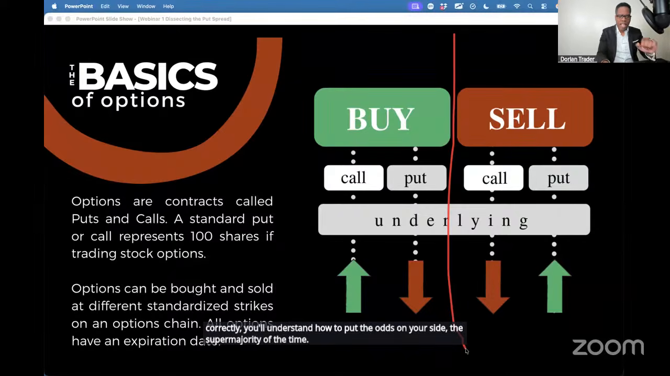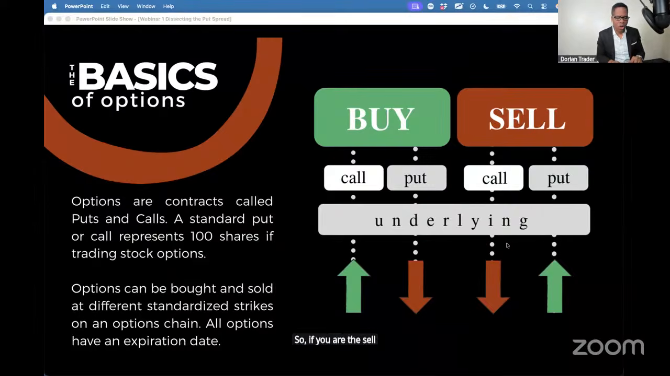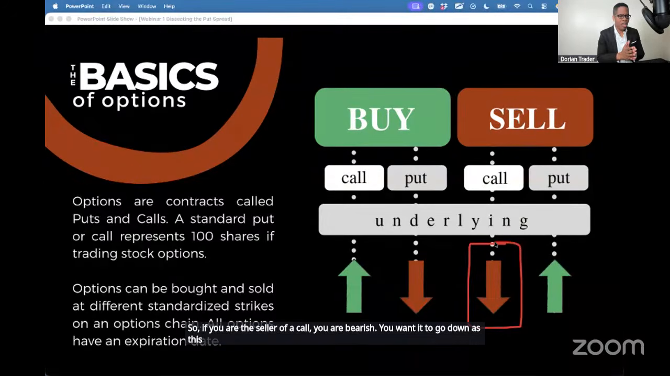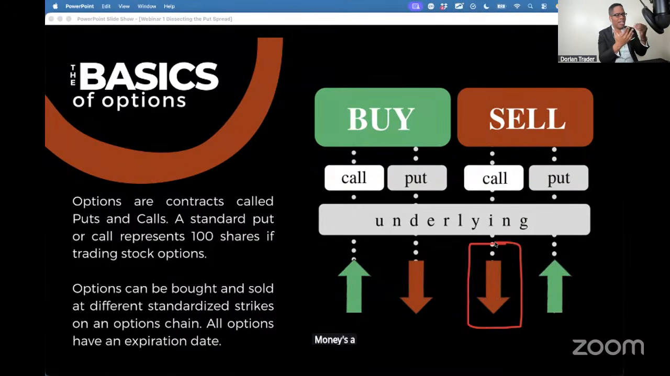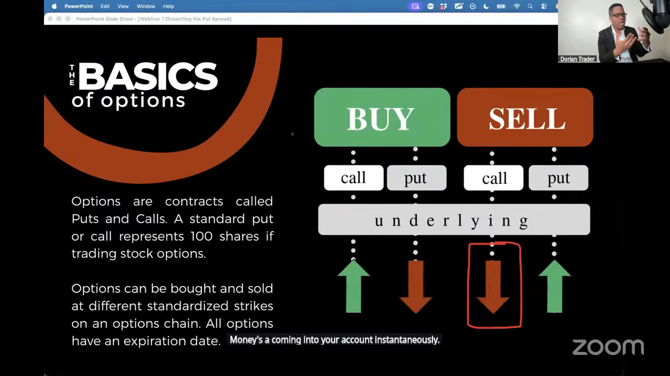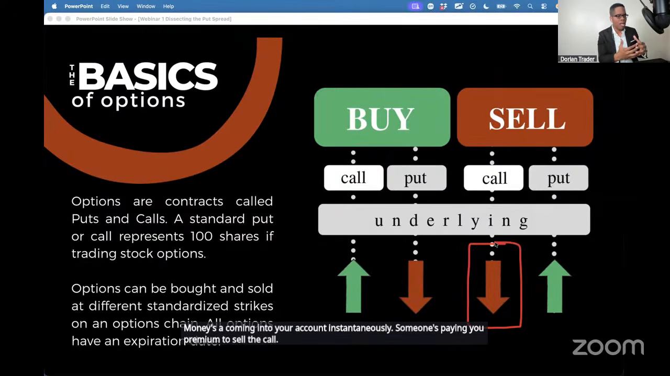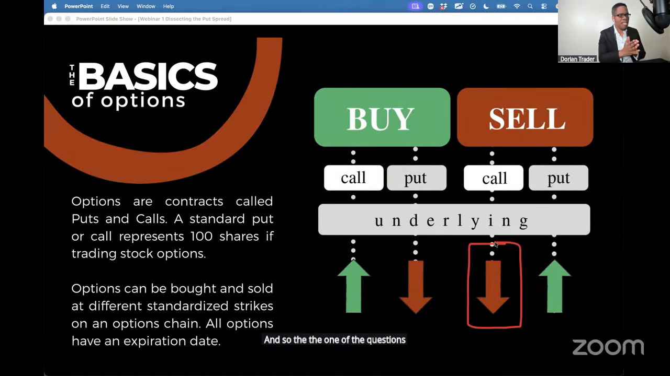So if you are the seller of a call, you are bearish. You want it to go down, as this arrow indicates. Monies are coming into your account instantaneously. Someone's paying you premium to sell the call. And one of the questions that pops up is, how can I sell something I do not own?